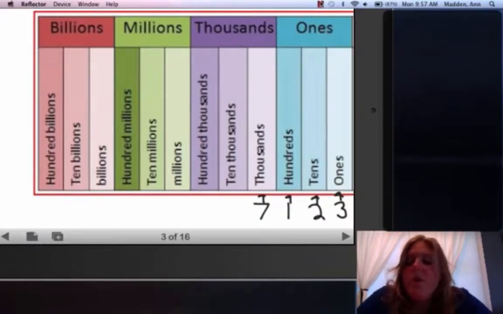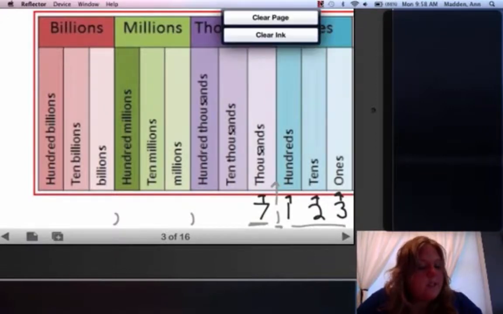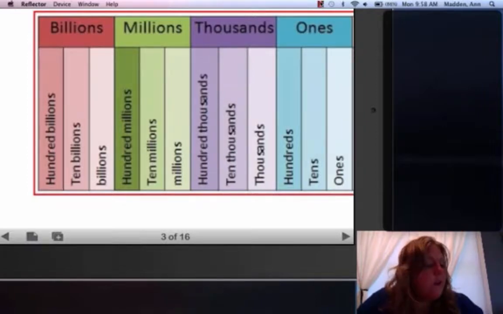Now you'll notice you heard me say 7,123. This reminds me of something. In between each period, there is a comma. Every time you come to that comma, when you are reading, you say whatever period you just ended with. So for instance, this one right here would be 7,123.